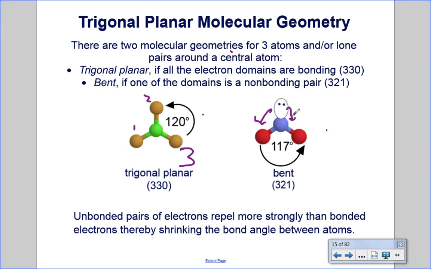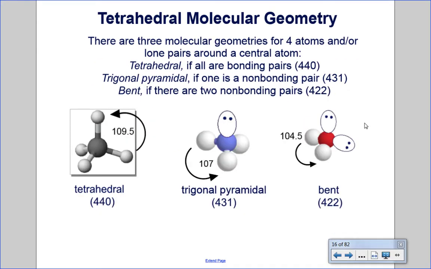Again, unbonded pairs of electrons repel more strongly than bonded electrons, thereby slightly shrinking the bond angle between the atoms. Typically, for the AP test, you do not have to memorize things like the 117. The only angles you really need to know are the basic shapes, the ones that have the 0 at the end of their VSEPR numbers.